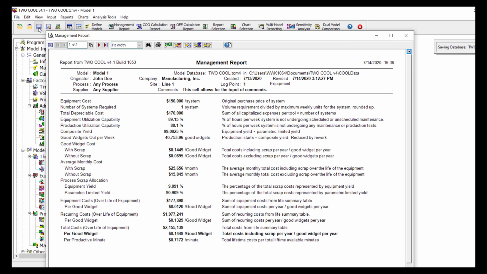The last thing you will need to do is save any updates you've made to the model. To save the model before exiting TooCool, just click on the diskette icon in the upper left of the button bar. Your model is now more accurate and ready for even more refinement.